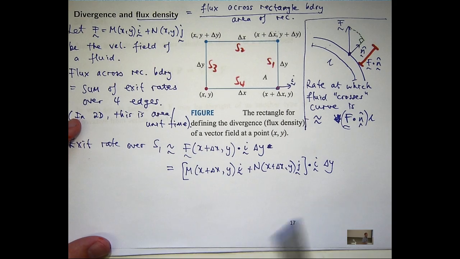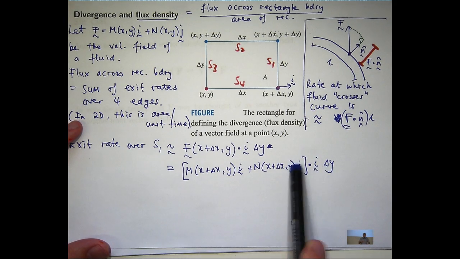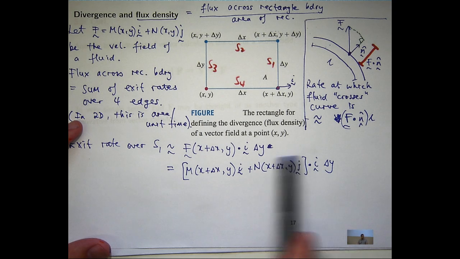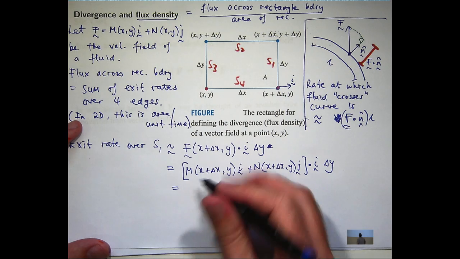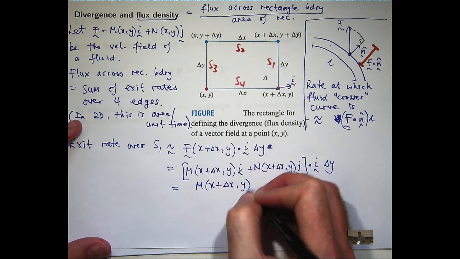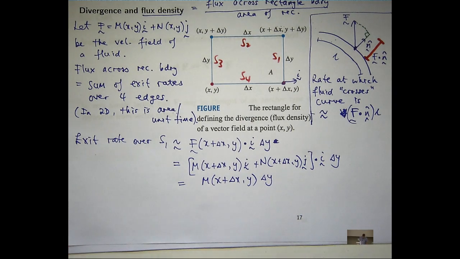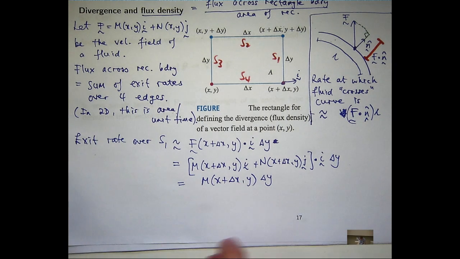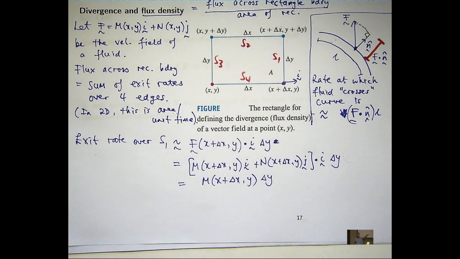Okay, now if we take this dot product, well, this is just the I vector here, so I dotted with j, that's 0, I dotted with I, that's 1. So actually, what we're going to be left with is just m evaluated at the point times delta y. Okay, so that's an approximation. And it'll be a reasonable approximation as long as delta y is not too large, okay, as long as it's sufficiently small.